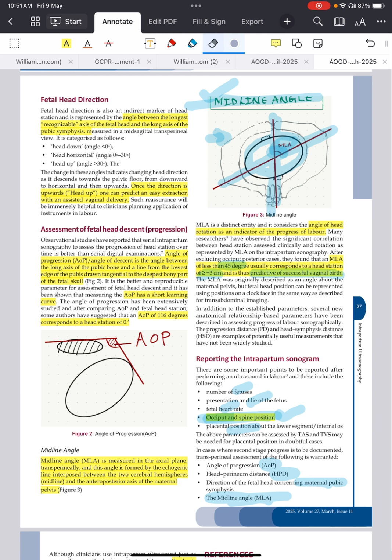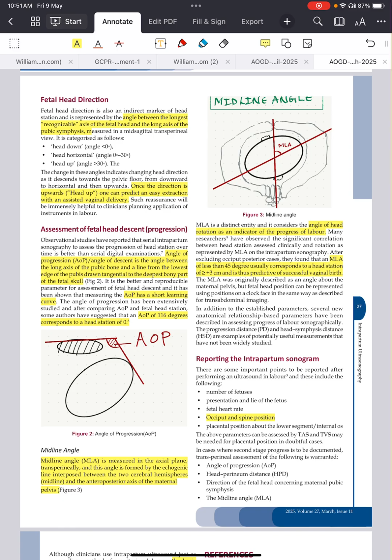Next is the midline angle. It is formed by the two hemisphere line and the long axis of the maternal pelvis. If it is less than 45, that indicates +3 station. These are the different distances and different angles which are measured during intrapartum ultrasonography.